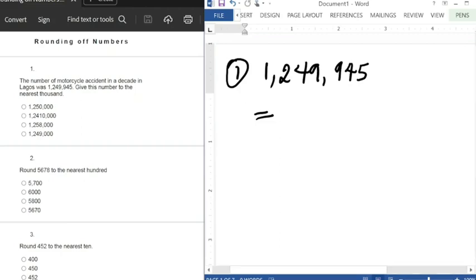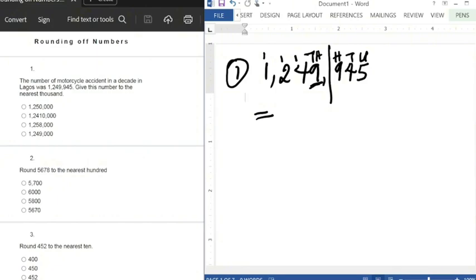You start from the right hand side: this one is unit, this is tens, while this is hundred, then this is thousand. Now this is tens of thousand, the next one hundreds of thousand and millions. But the question asks us to stop at the nearest thousand, which means we are stopping on 9. Since we are stopping on 9, we look at the next digit to the right. Don't forget, we look at the next digit to the right.